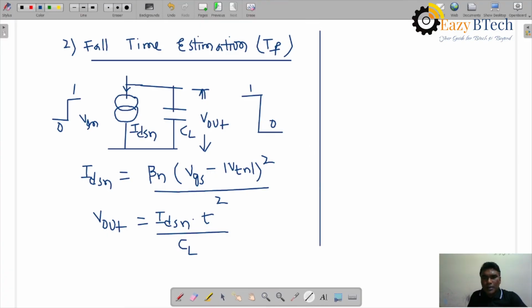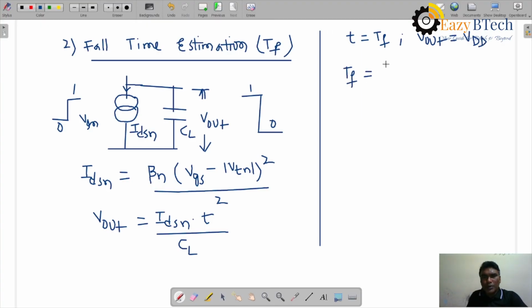I can write here. So what happens? T is equal to TF. Now Vout is equal to VDD. Vout is equal to VDD substitution. What happens from this equation?